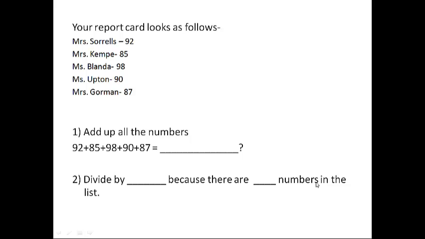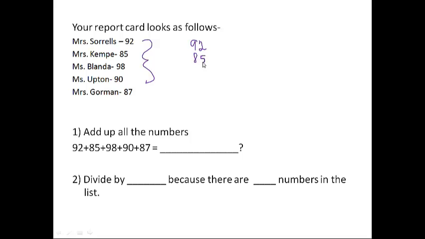So let's pretend this is probably the most real life example here. Let's pretend that this is your report card. Okay, you have me for math, you're making a 92. Miss Kemp, you're at 85. Miss Blanda, you have a 98 for theater. Miss Upton, for social studies, you have a 90. And Miss Gorman, you have an 87. Okay, so you want to find your average grade. Alright, so what do you do? You first have to add them all up.